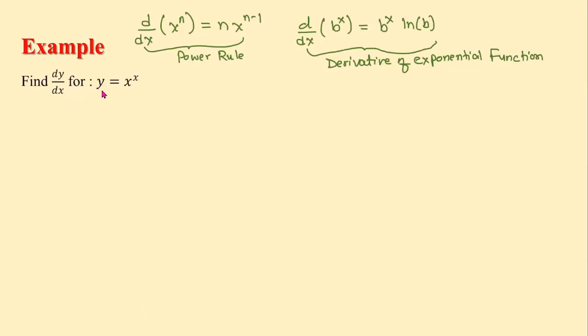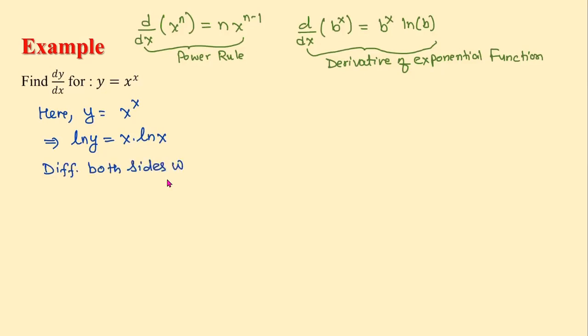If that is the case, what we have to do is take natural log on both sides. So you can see here we have the function y equal to x to the x. If you take natural log on both sides, it will be natural log y equal to, when you take the log, the exponent will come in front. So it becomes x times natural log x. And after that, we can differentiate on both sides with respect to x, just like in implicit differentiation. Differentiating both sides with respect to x.